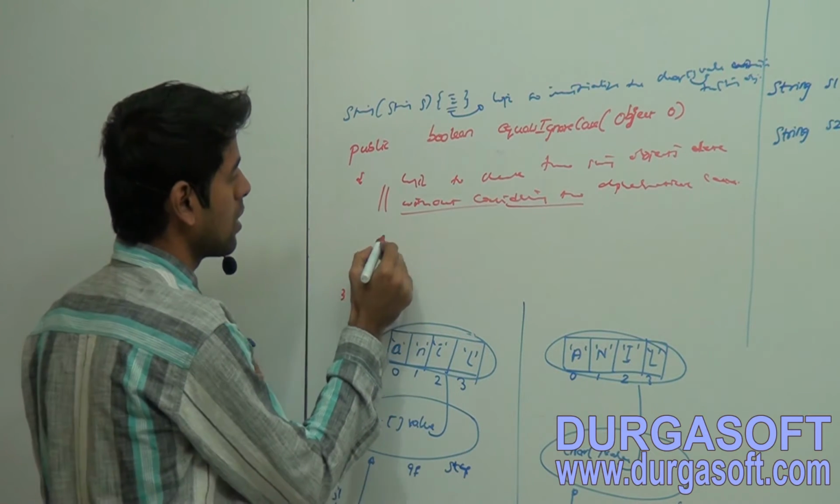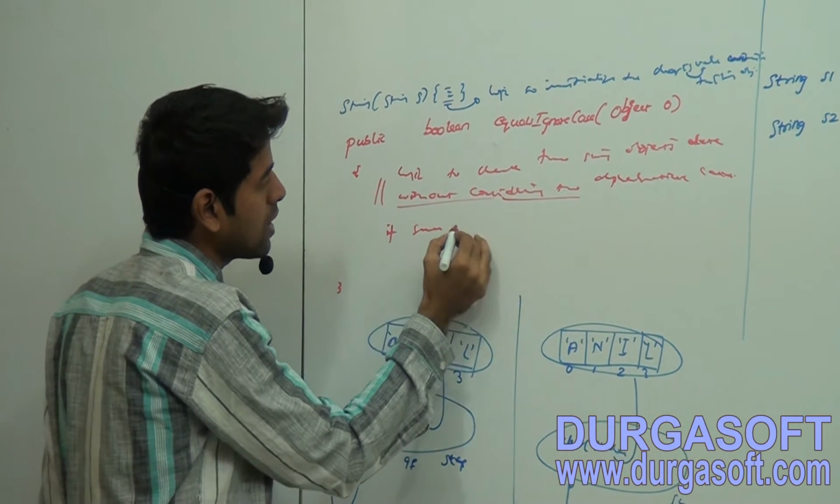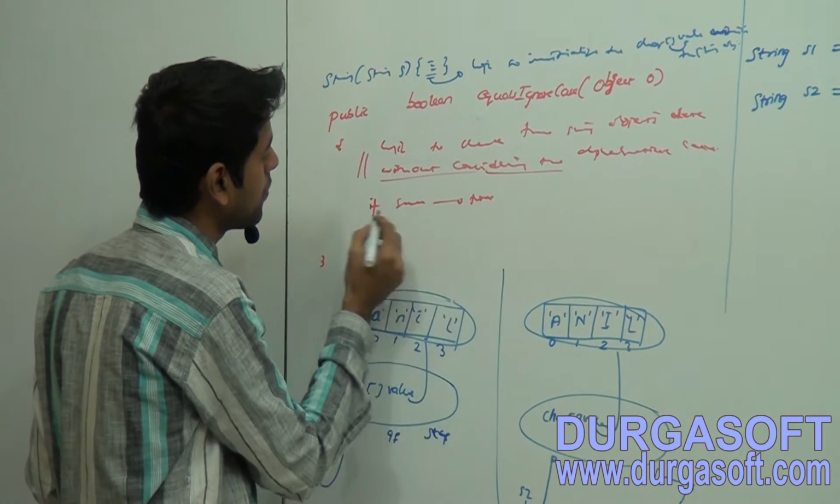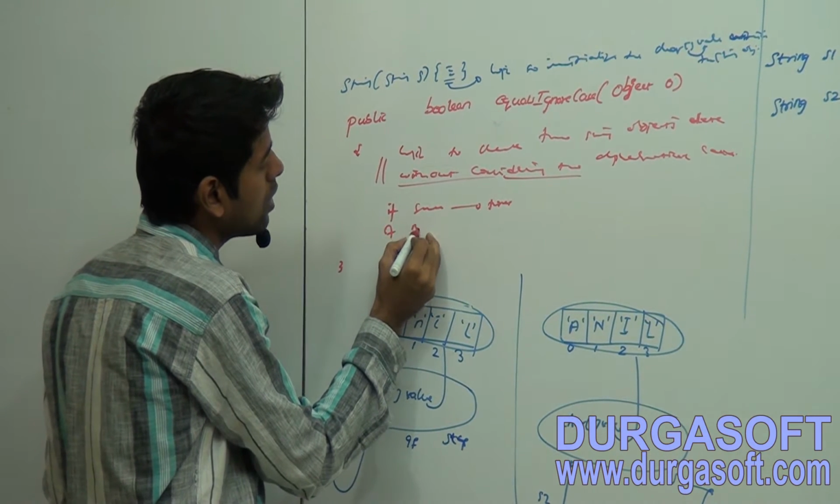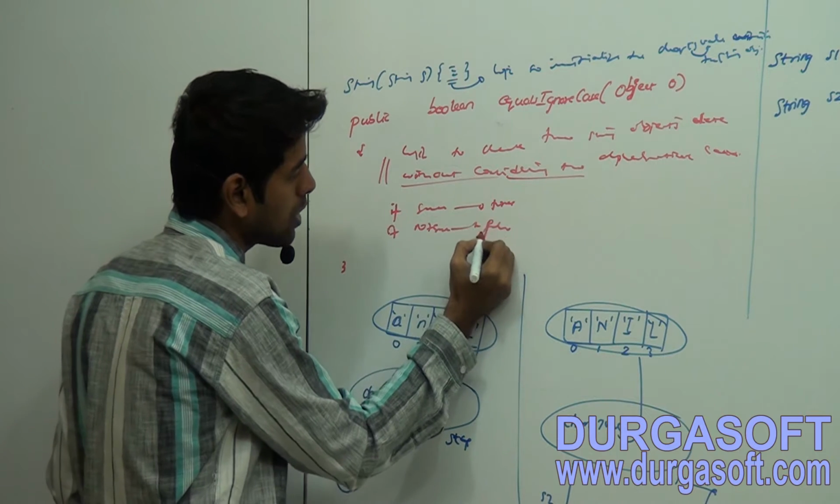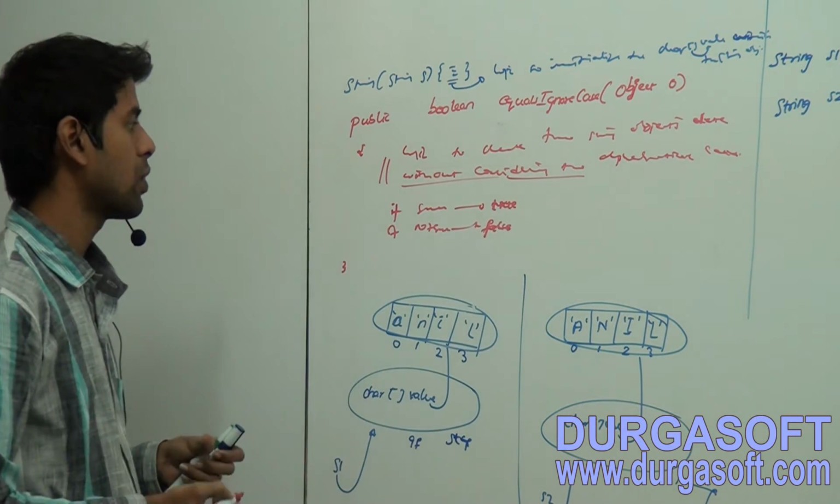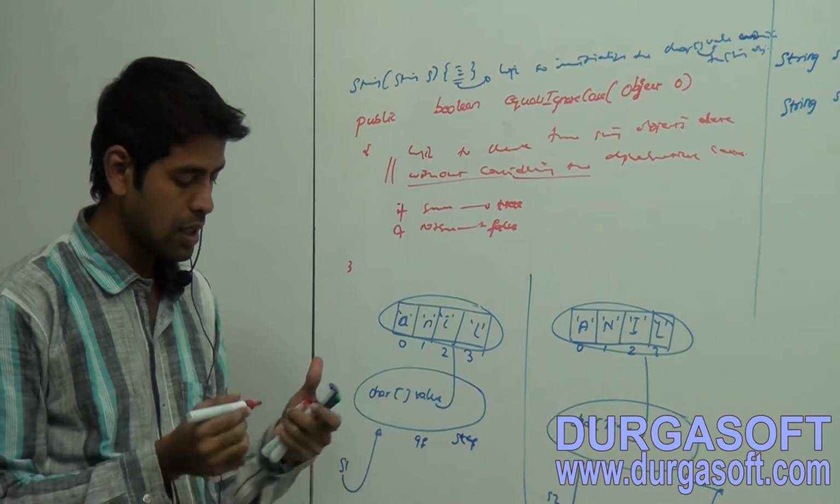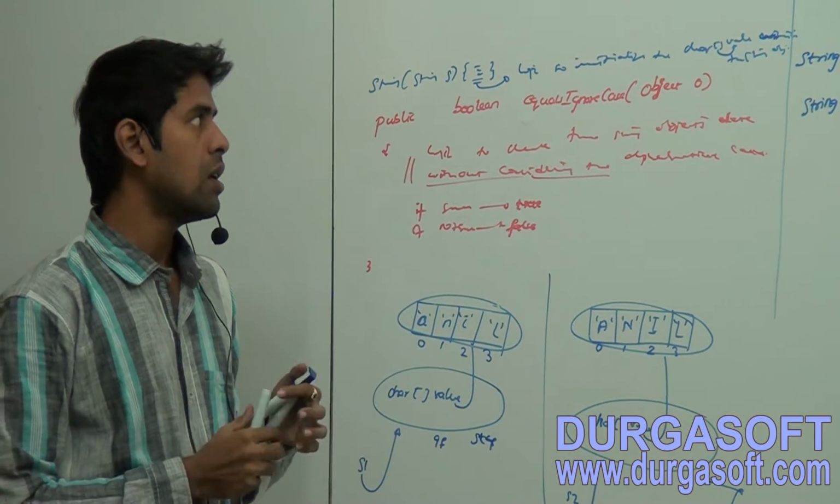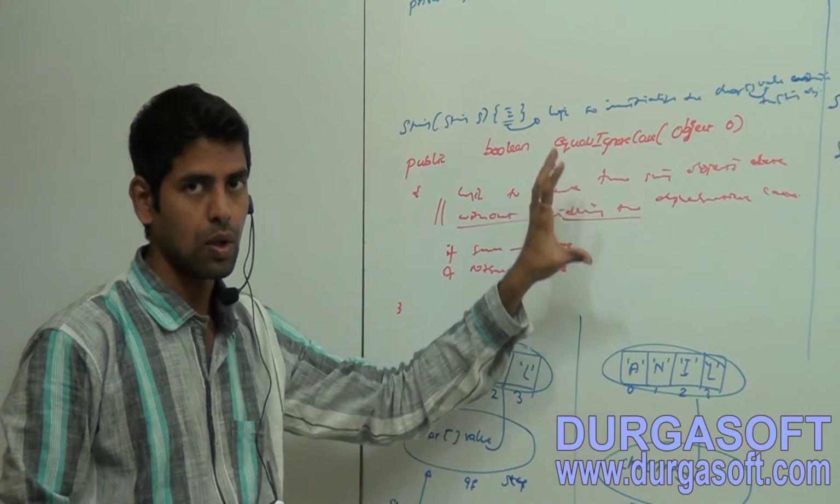Now observe here, if both strings' data is the same, it will return true. If they are not the same, it will return false to us. Otherwise it will return true. This is our String class equalsIgnoreCase method logic.